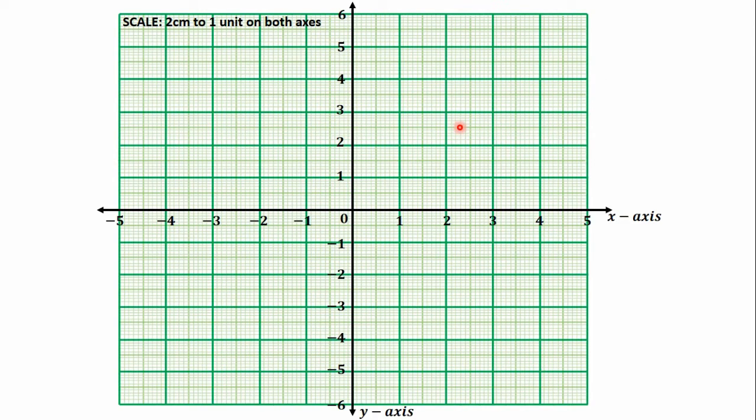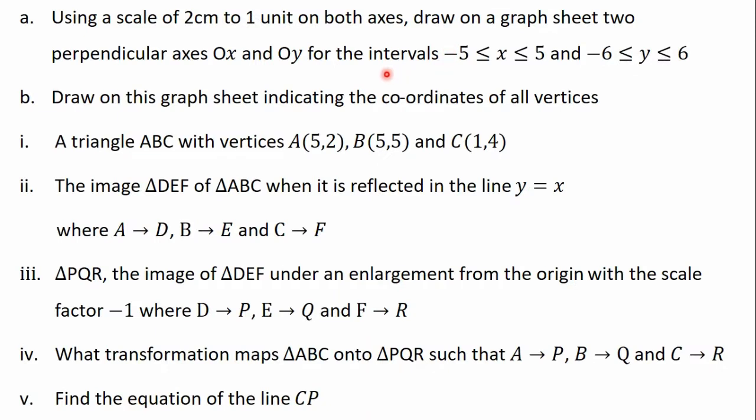So that is what we have here. This is the x-axis and this is the y-axis. The scale is 2 centimeters to 1 unit on both axes. So we use this scale to number the x-axis from -5 to 5. Then we number the y-axis from -6 to 6. We have answered the first part of the question. Let's move on to the next part.